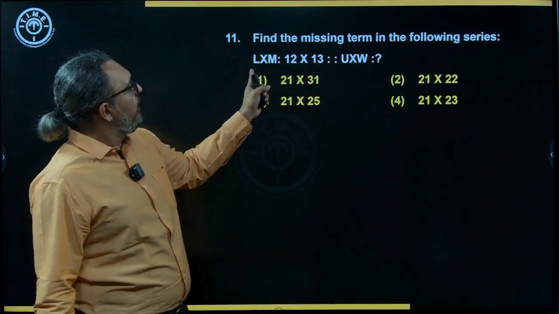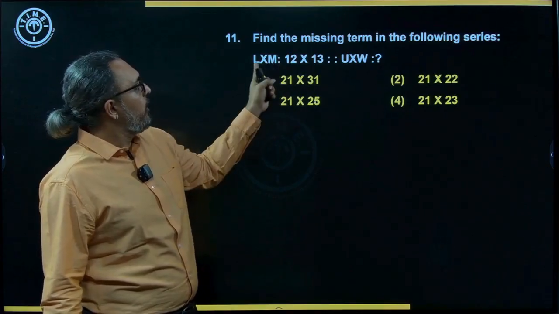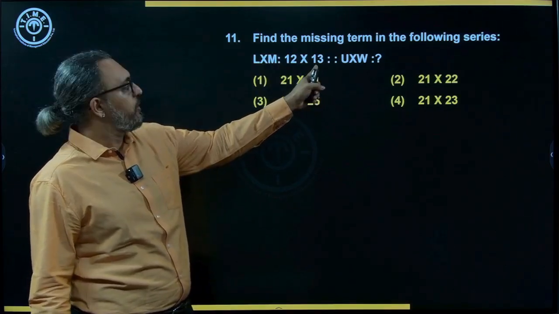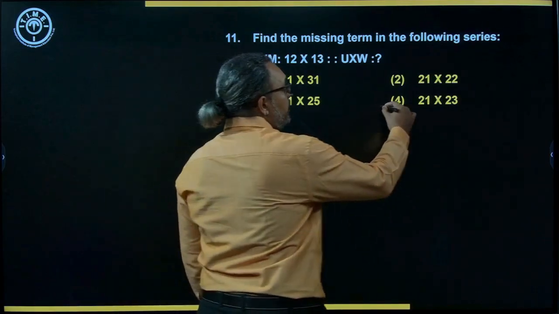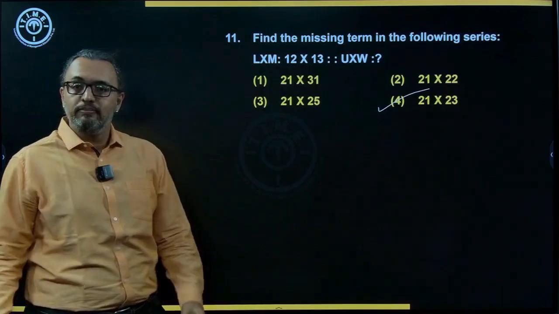Then, this is again similar. We have L into M, 12 into 13. So L is 12, M is 13. That is the relation. Same way U into W, U is 21, W is 23. 21 into 23. That's available. Fourth option. Correct?